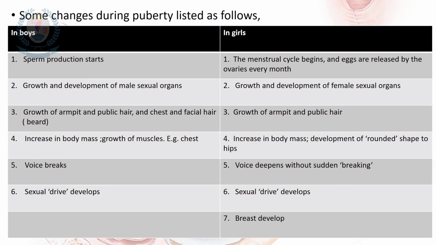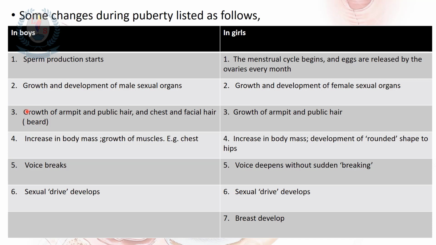Here I have given some changes which happen during puberty and after puberty in boys and girls. If we talk about the boys first, with puberty their sperm production starts, and in girls their menstrual cycle begins and eggs are released by the ovaries every month. Second, in boys, growth and development of male sexual organs takes place, and in the same way in girls, growth and development of female sex organs takes place.